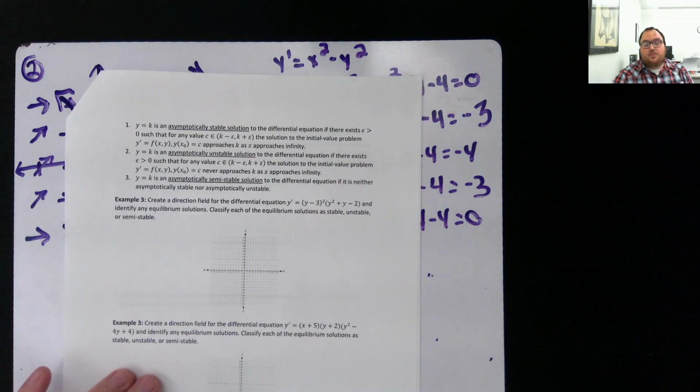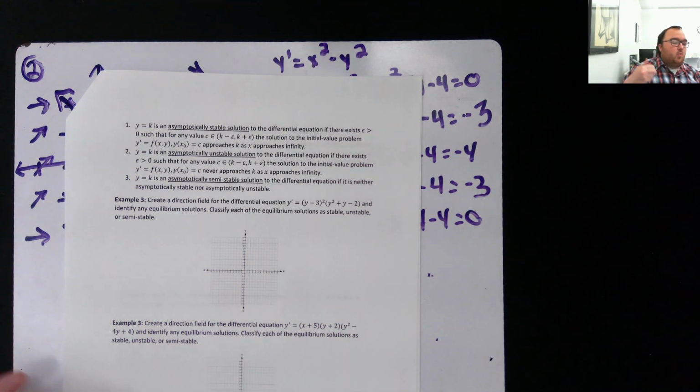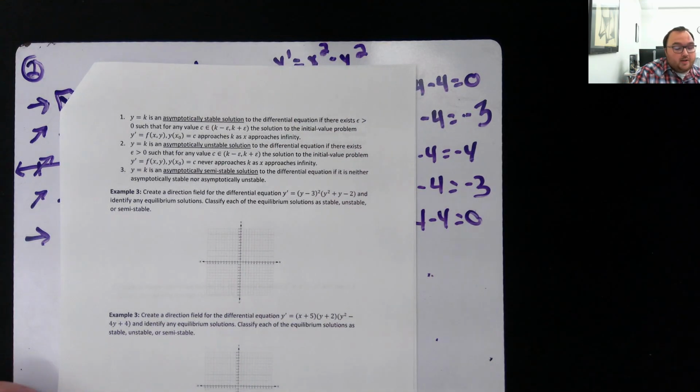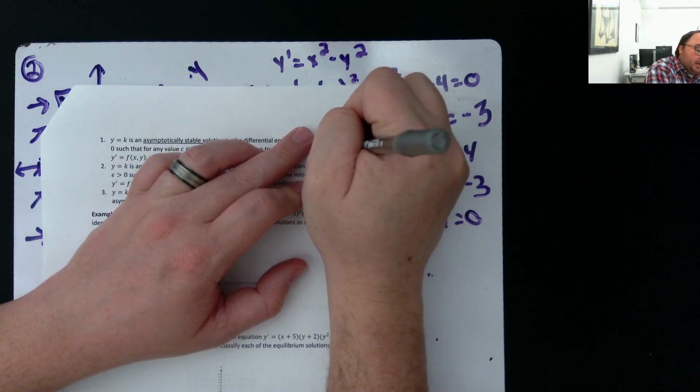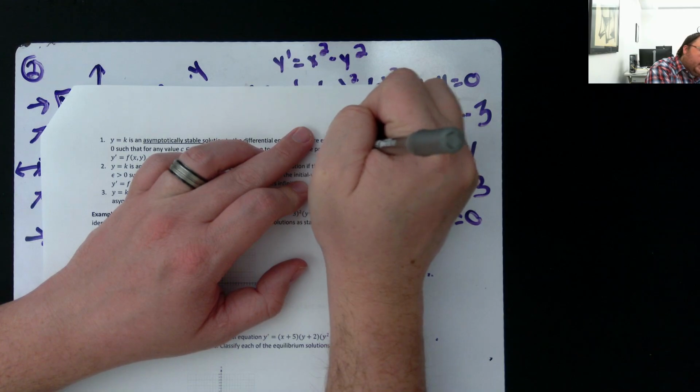So what this means for the slope field, grabbing a pen, what this means for the slope field, so if y is equal to a constant, then my lines are going to be just straight lines because it's a constant.